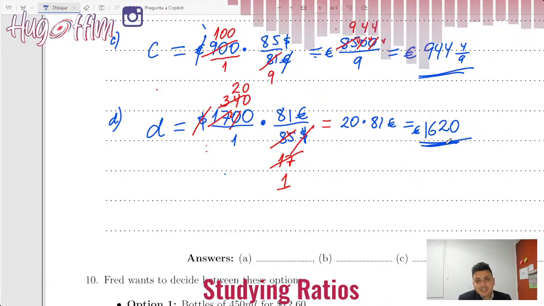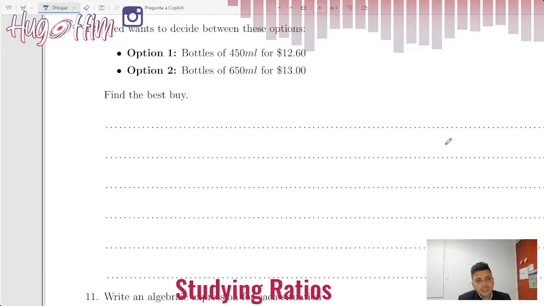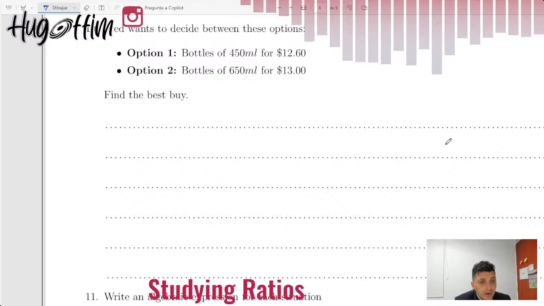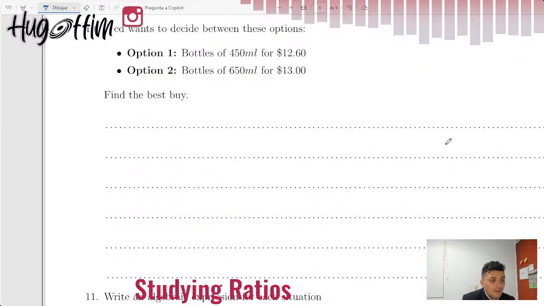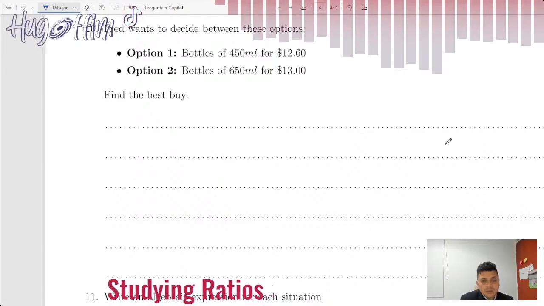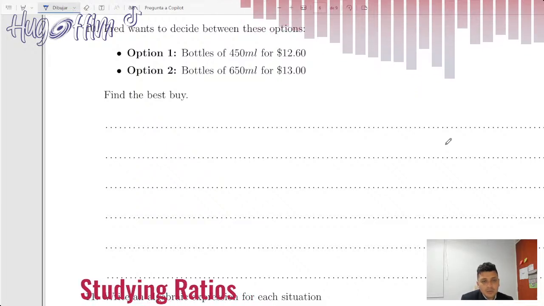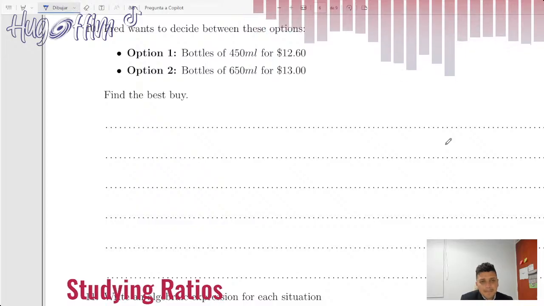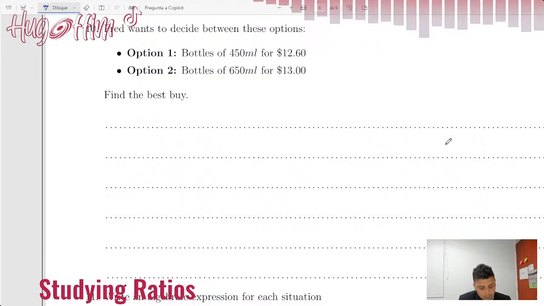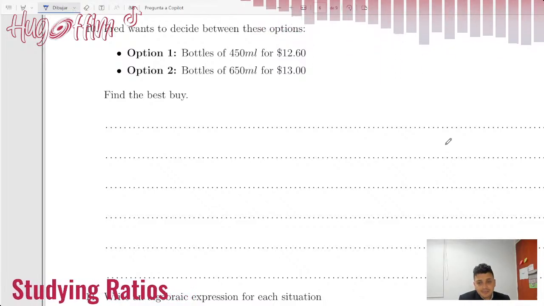And we're gonna finish this video by doing an exercise in which Fred needs to decide between these two options. We have bottles of 450 milliliters for $12.60 and bottles of 650 milliliters for $13. I want to know which one is the best buy. The best buy means which one is cheaper, which one costs less in terms of milliliters.